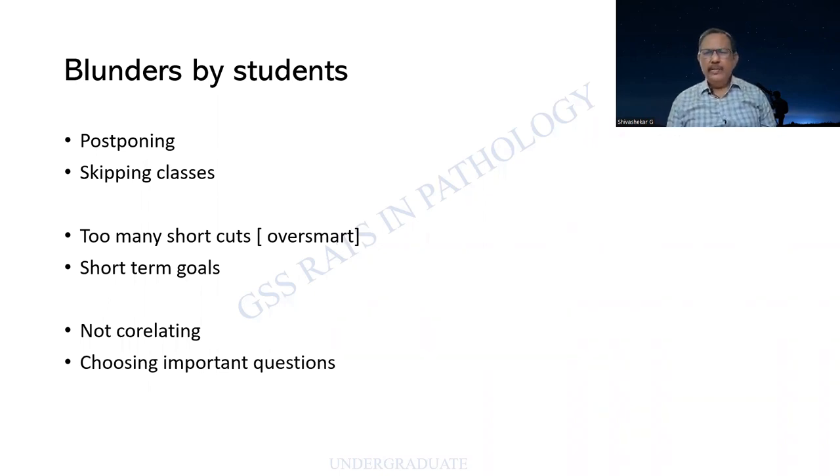What are the basic blunders of the students? This, you know, I know. I have made this blunder as a student. Everybody does. Postponing, skipping classes, too many shortcuts. This, I find, is the most dangerous trend in the students nowadays. Being over smart. Short-term goals. They try to memorize a few days before the test or the exam. Not correlating. And choosing important questions. And remember, what you omit is going to be your question.